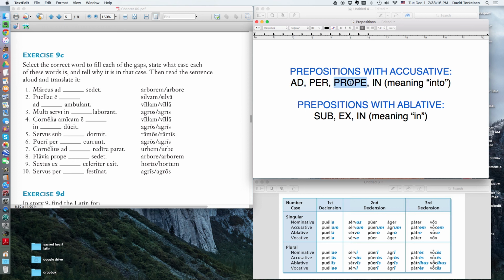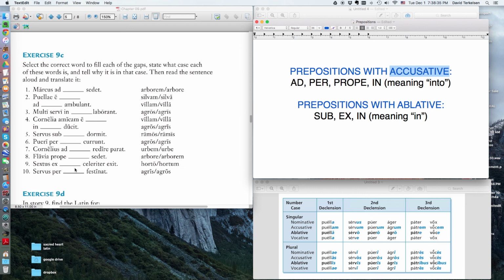Flavia is sitting near the tree. Prope, accusative. So we look for the right ending there. Which one is it? Is it arbore? Is it arborem? Again, third declension, M versus A. So this is the accusative, arborem, near the tree.